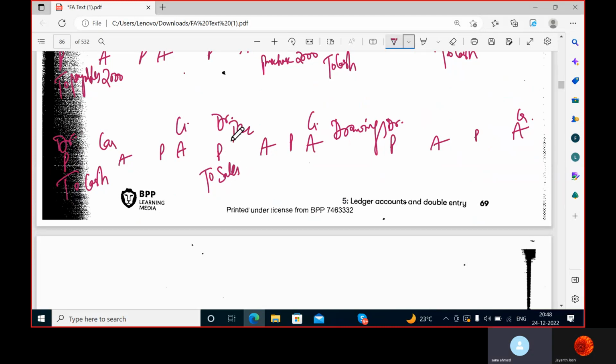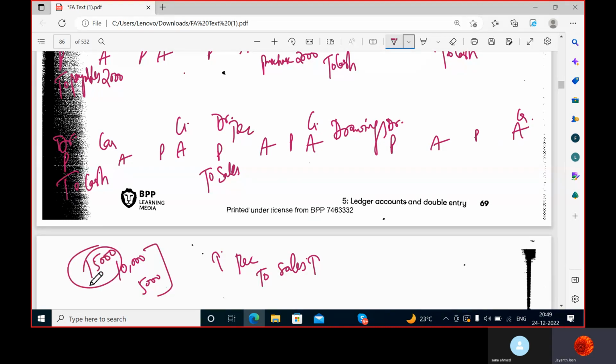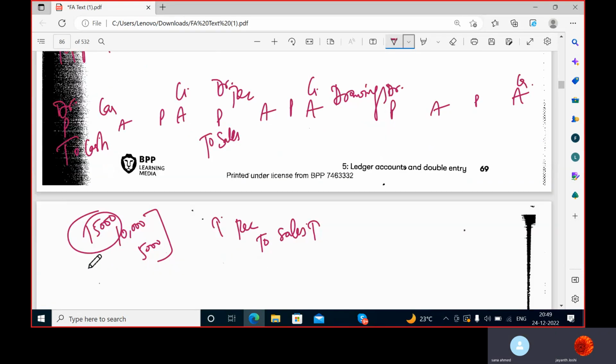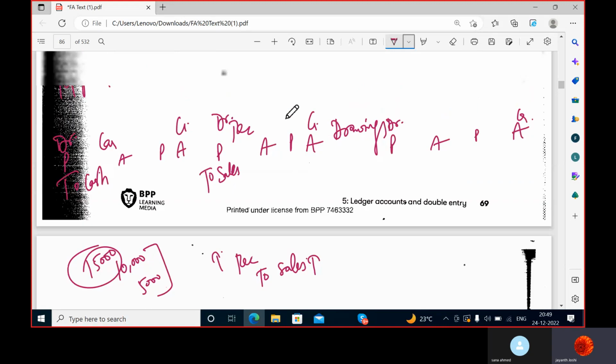See, the entry was receivables to sales. What does it mean? Your revenue has increased, and your asset has increased. Receivable is an asset. That means already 10,000 you were supposed to receive. For example, 5,000 more you are supposed to receive now, so it has become 15,000. So it's an increase in asset, debit, and an increase in revenue, credit.